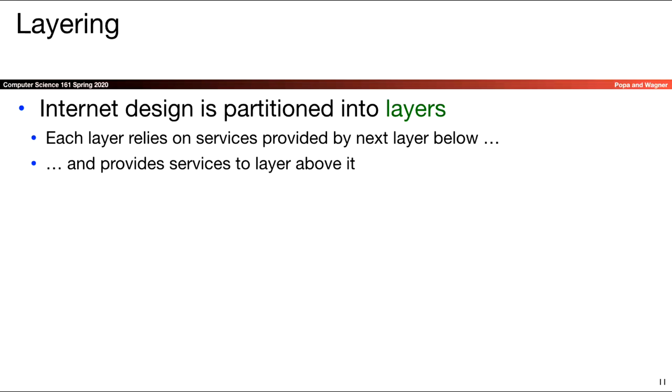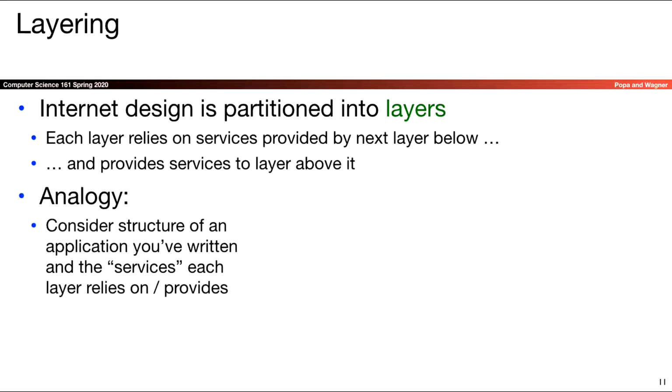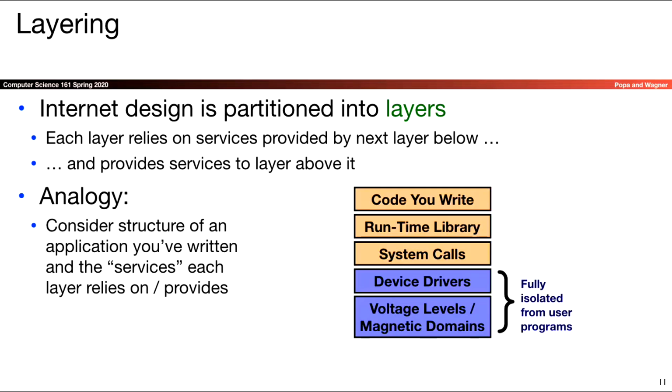And each layer is a building block that provides some services and relies on services provided by the layer below it. So it relies on stuff provided by the layer below it and provides some more powerful services to the layer above it. You could think of this in terms of, we use layering all the time in computing, right? Not just in networking. When you're building an application, you're probably also using some kind of layering.